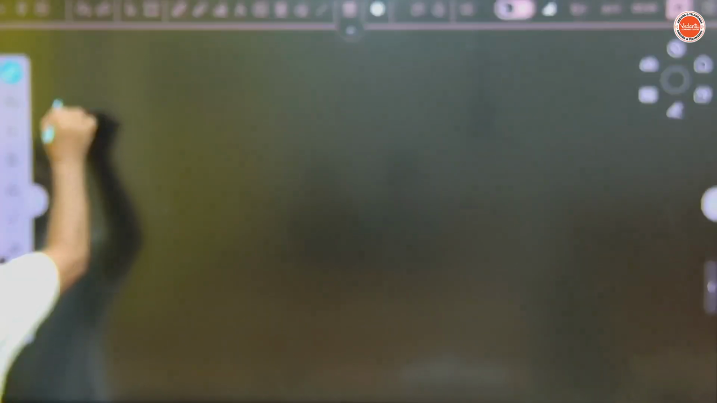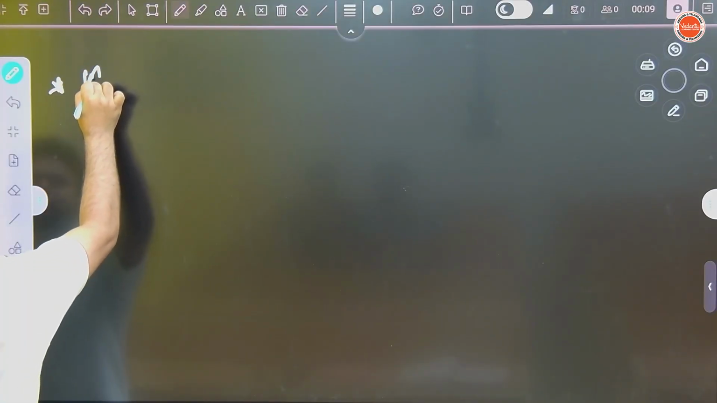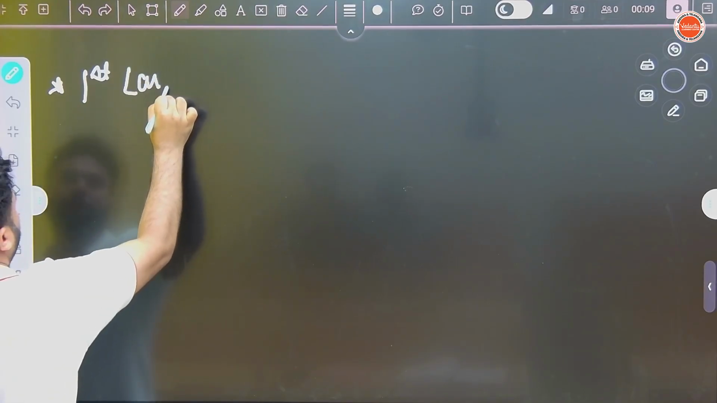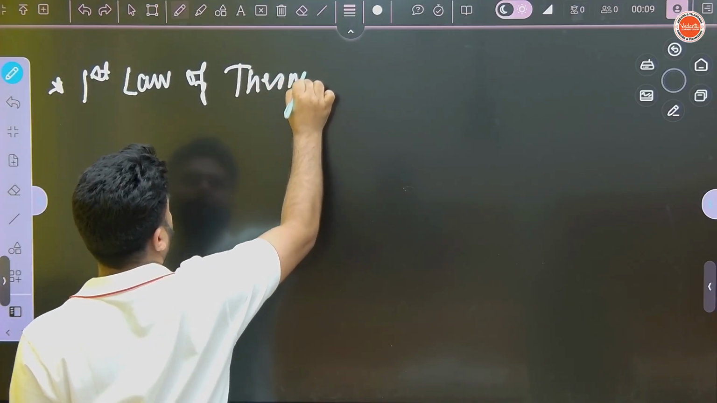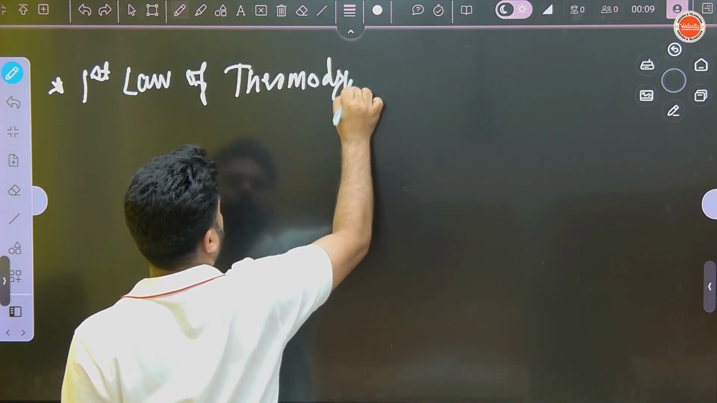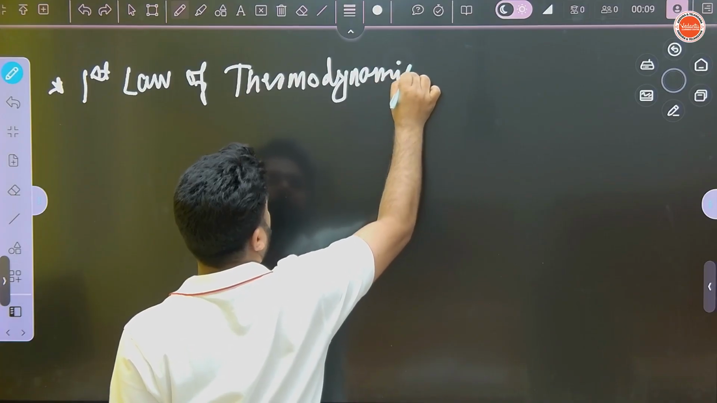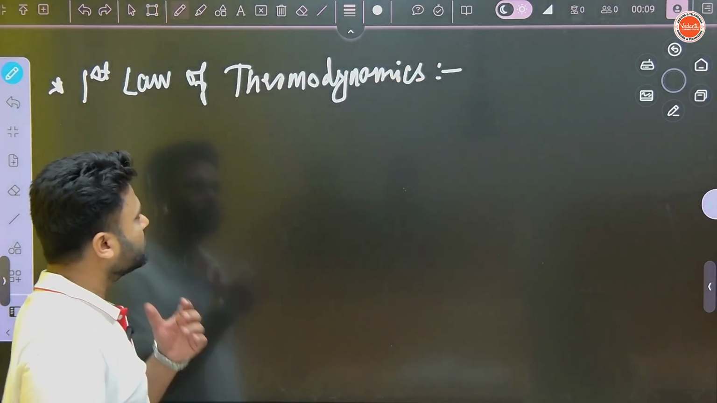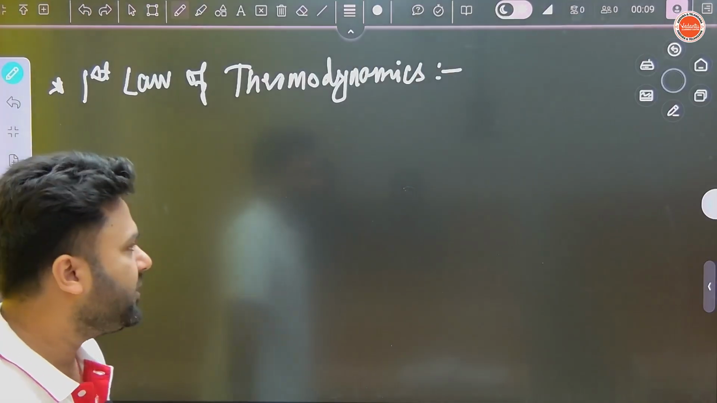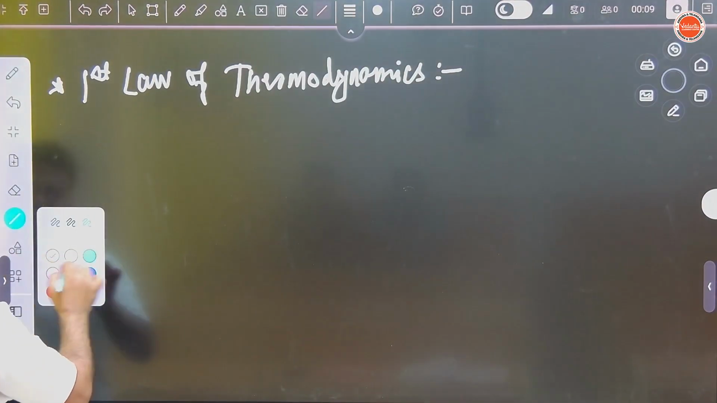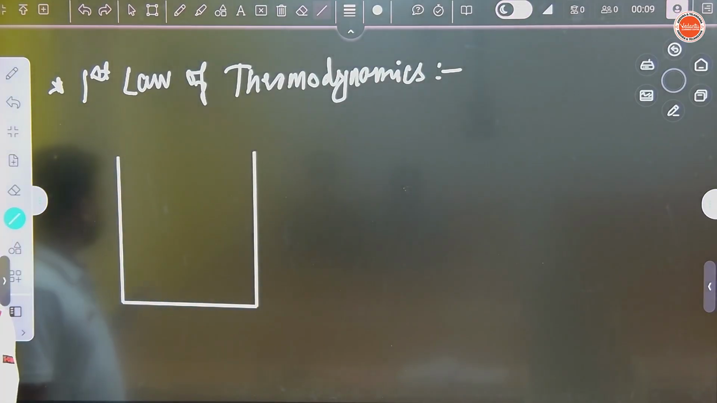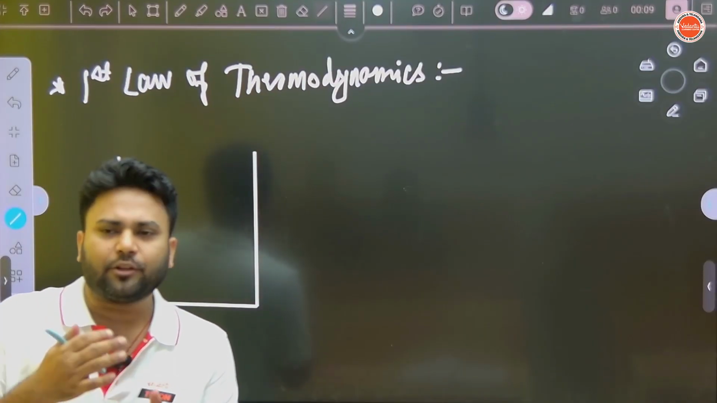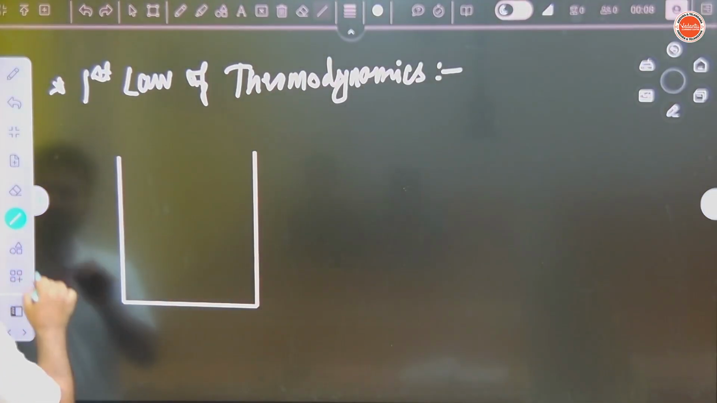Then we have the first law of thermodynamics. What is the first law of thermodynamics? For example, there is a beaker. You think like this, there is milk. It is applicable for gas, but so that you understand, I am taking one example. There is milk.